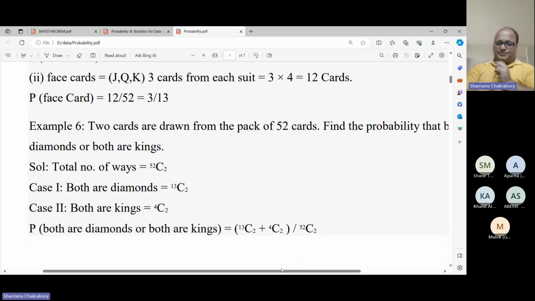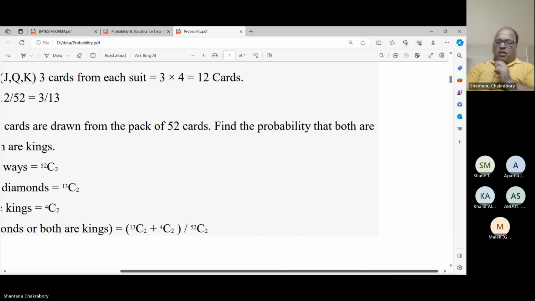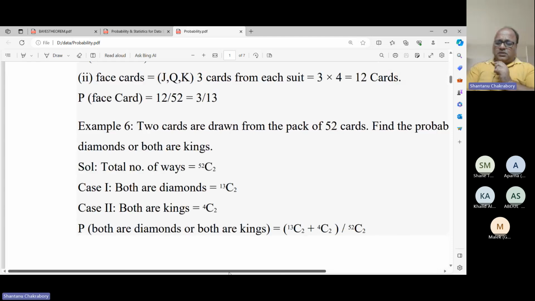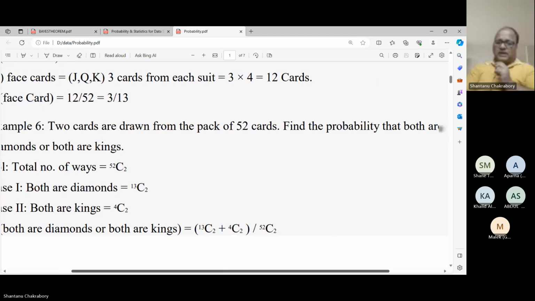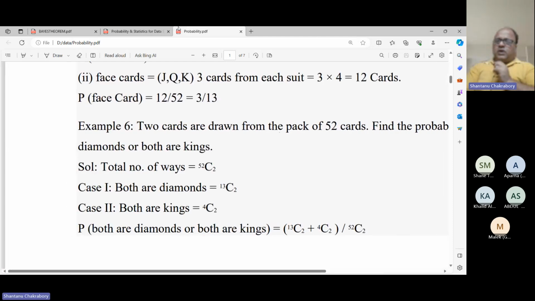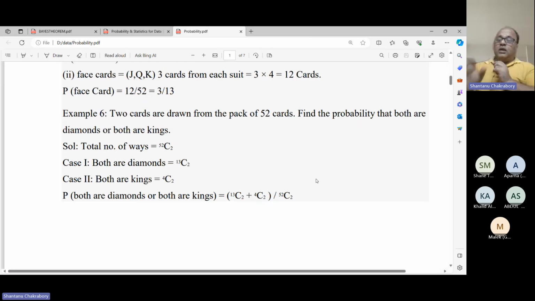Another one, we'll do this one. Now, you need to know how permutation and combinations are calculated, right? I'll show you how we do the permutation and combination first. Now, 2 cards are drawn from a pack of 52 cards. So find the probability that both are diamonds or both are kings.